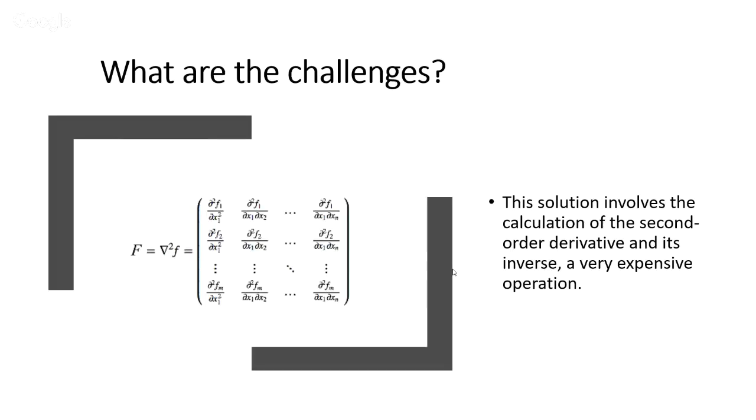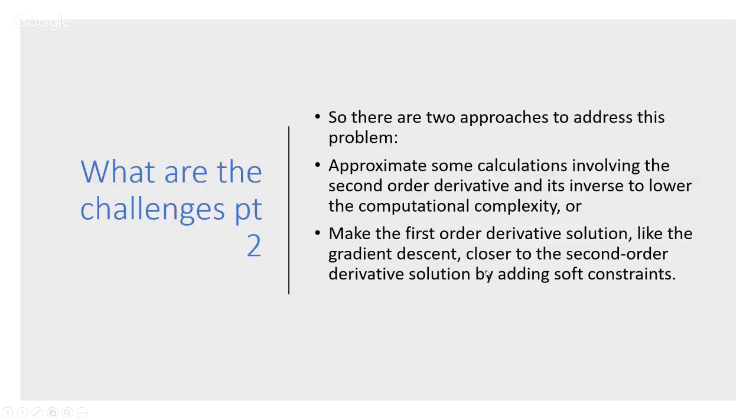So what are the challenges? So let's get into that. This solution involves the calculation of the second order derivative and its inverse, a very expensive operation. As you can see, there's too much going on. But there are two approaches to address this problem. Approximate some calculation involving the second order derivative and its inverse to lower computational complexity, or make the first order derivative solution, like gradient descent, closer to the second order derivative solution by adding soft constraints.